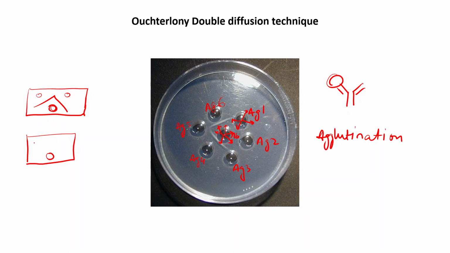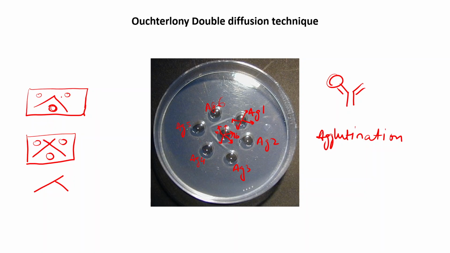But if there is an overlap between these lines, so we have the antigens in the top wells, and the antibody in the center well, and if we have something like this, that means there is some kind of cross reactivity between the 2 samples. And if we have a line like this, that means there is a partial similarity between these 2 antigens. So that's how we can see what kind of interaction is there.